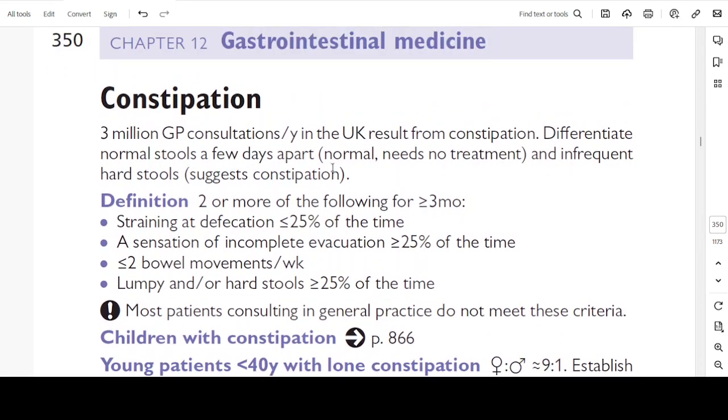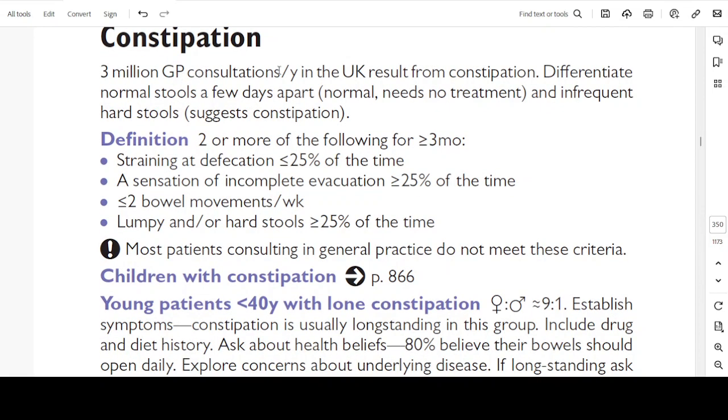Gastrointestinal medicine. Next topic is constipation, page number 350. 3 million GP consultations in the year in the UK result from constipation. Differentiate normal stools a few days apart, which are normal and need no treatment, from infrequent or hard stool, which suggests constipation.